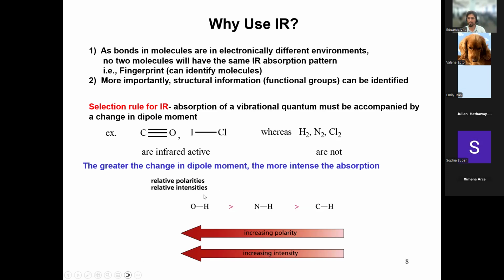And so you can see oxygen, because it's more electronegative, will have a bigger dipole change than nitrogen. Nitrogen is more electronegative than carbon, so it's going to have a more intense peak than carbon hydrogen. So any questions so far?